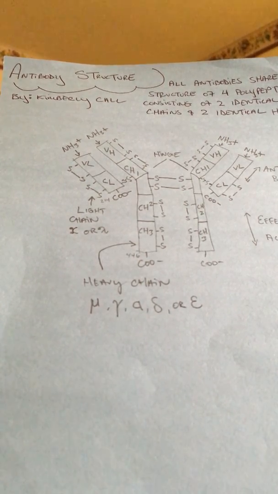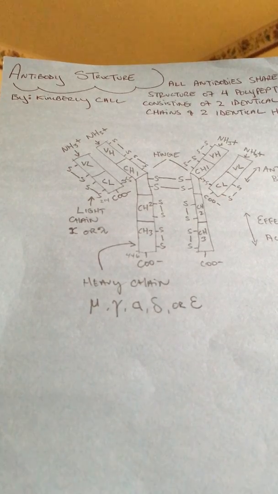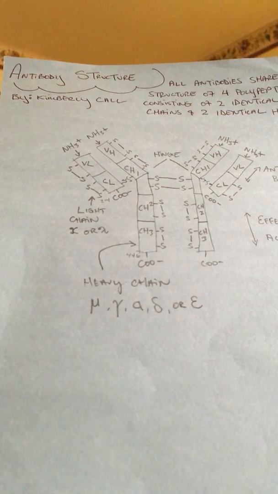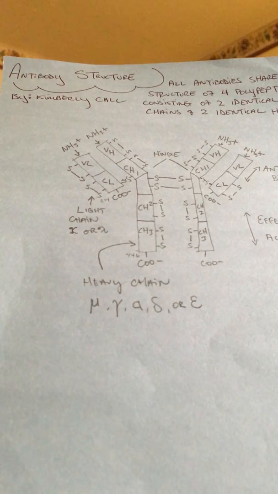The hinge region is very susceptible to proteolytic cleavage by the enzyme papain. Papain cleaves the antibody at the hinge region, resulting in 2 identical fragments that each retain the antigen binding specificity of the original antibody, and the remaining region of non-binding portion, called the FC region.